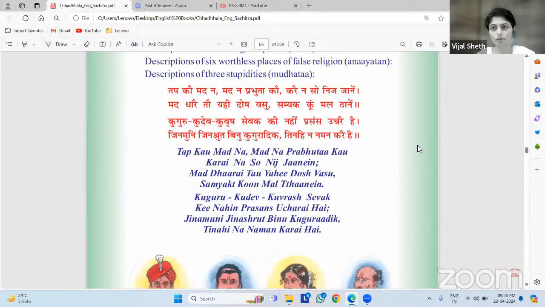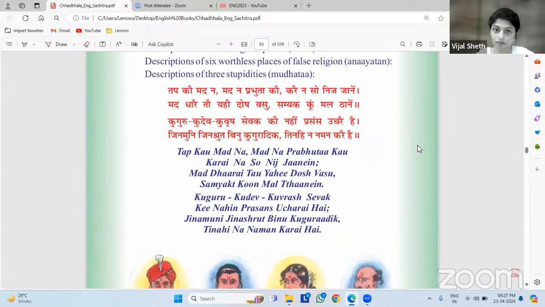Madna prabhuta ko. Prabhuta means your affluence, authority. Whenever I come, the room is silent. Everybody stands up when I come. So that kind of authority, if somebody has, they have the pride for that. But Samyak Drashti Jeev do not have pride for this thing. So kare na so nij jane. They don't associate themselves with their affluence or with their tap or any of these things. Madhare, if they exhibit pride, to yahi dosh vasu.